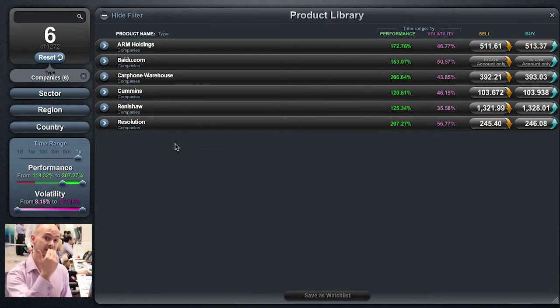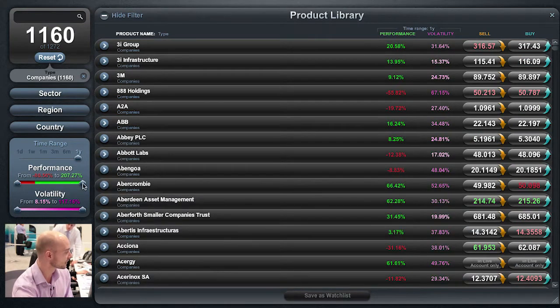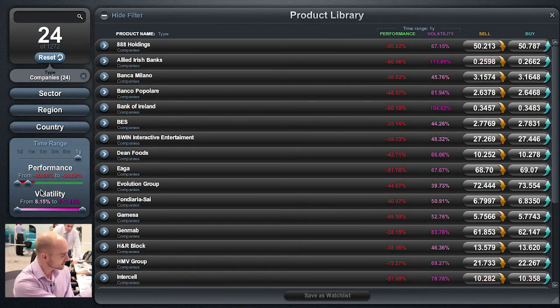Once again, if we go to the opposite side of the scale, where we're looking at products that have perhaps not done quite so well, I'm just going to move this little icon down here, and we're going to look for products that have gone down. This is between 34 and 80% over the last year. And as you can see, there's a few more extra products that have done that.